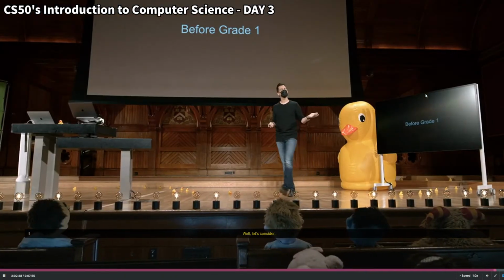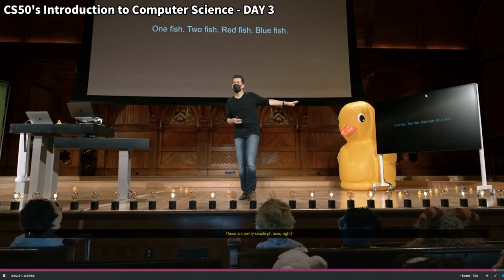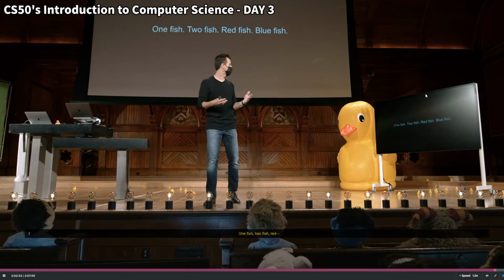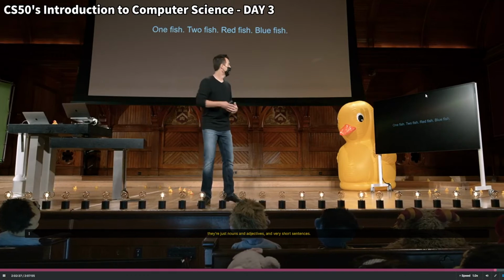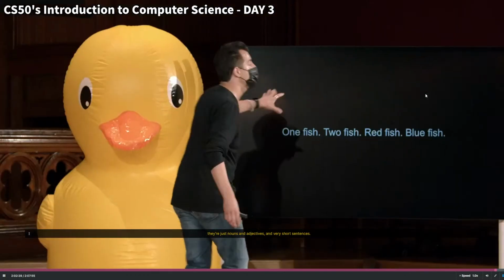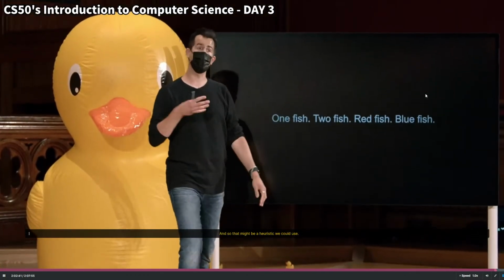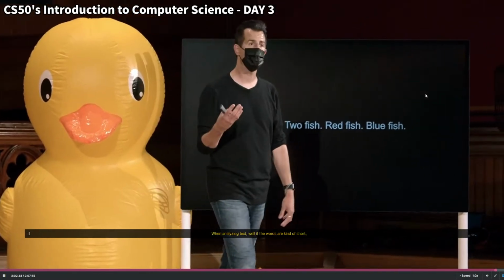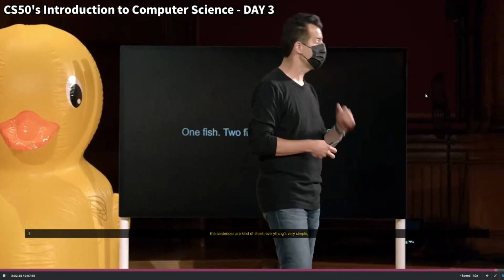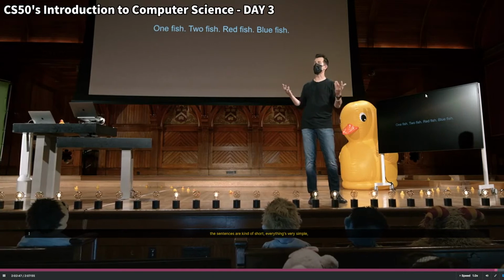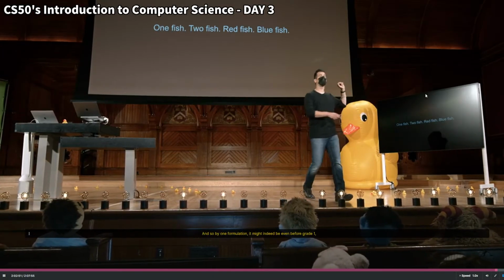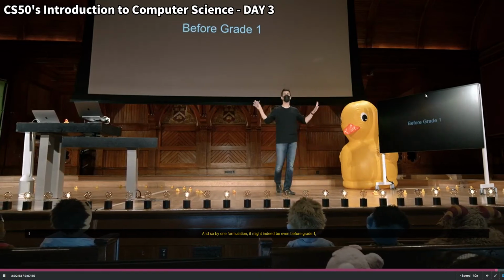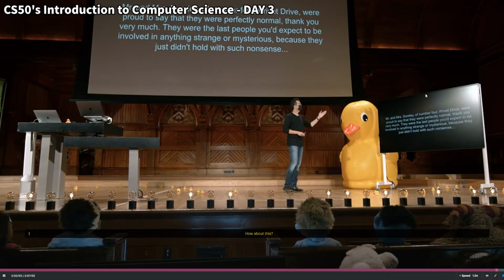And why is that? Well, let's consider, these are actually pretty simple phrases, right? 1 fish, 2 fish, red. I mean, there's not even verbs in these sentences. They're just nouns and adjectives and very short sentences. And so that might be a heuristic we could use when analyzing text. If the words are kind of short, the sentences are kind of short, everything's very simple, that's probably a very young or early grade level. And so by one formulation, it might indeed be even before grade 1, for someone quite young.